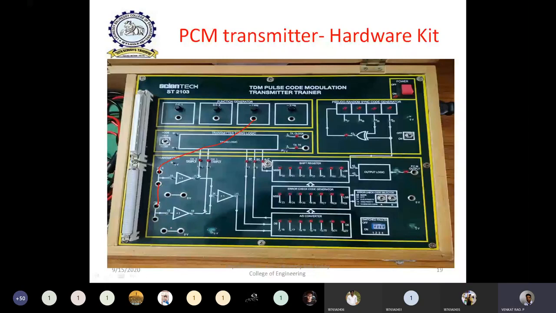After connecting the sinusoidal signal, first you need to observe the sinusoidal signal coming in the CRO and its amplitude and frequency. Only then connect it to the input. Then observe carefully: as in time division multiplexing, there is a sampling clock here. At this point a clock signal is obtained, and based on this clock signal the input is sampled. This kind of switch is nothing but a sampling switch.